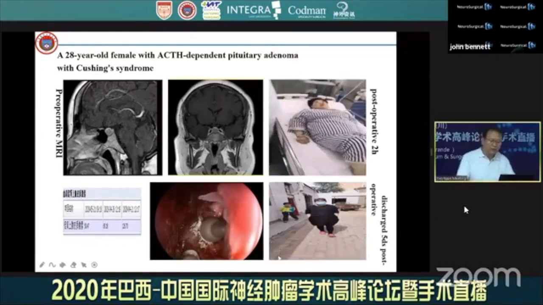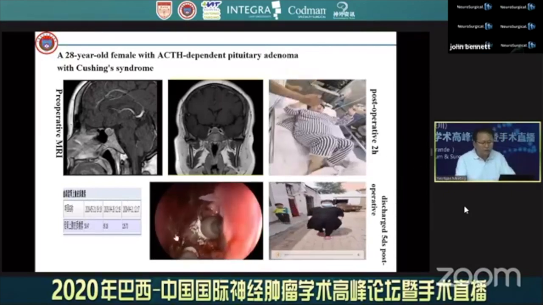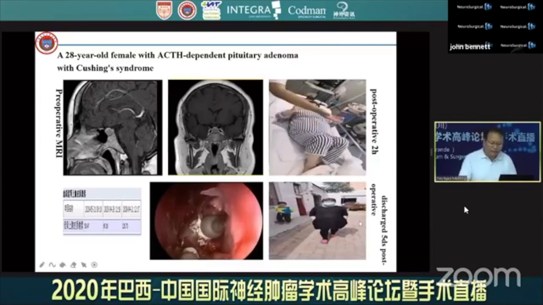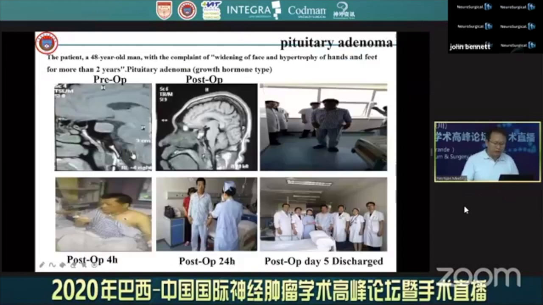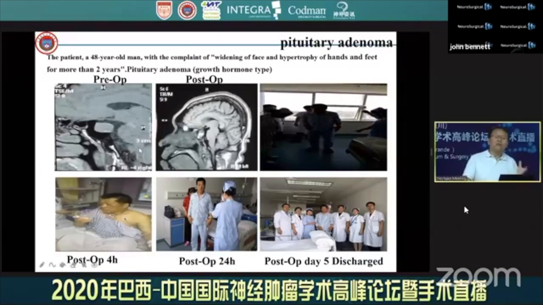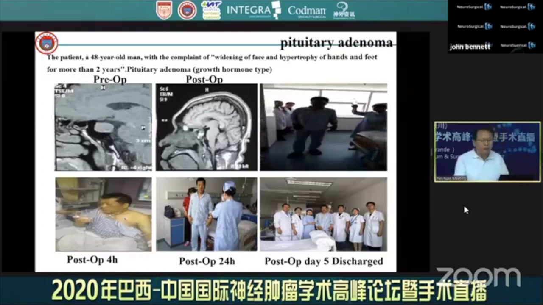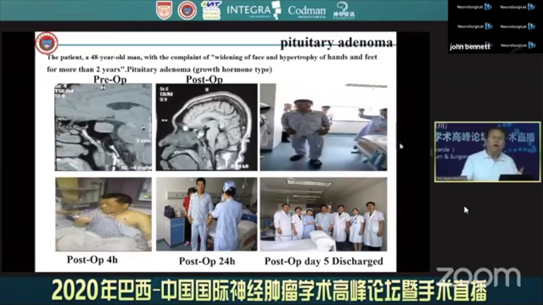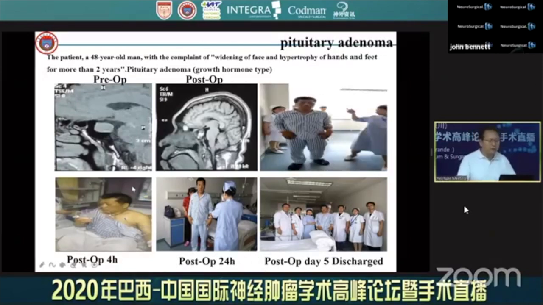Okay, the patient post-operation 2 hours, the conditions, these videos, and 5 days he goes back home to discharge, and everything is in very good condition. And the patient also has a pituitary abnormal. Because for pituitary surgery, it's easier to get a good result. So maybe in 1 week he can discharge. Because this is a gland hemorrhage.